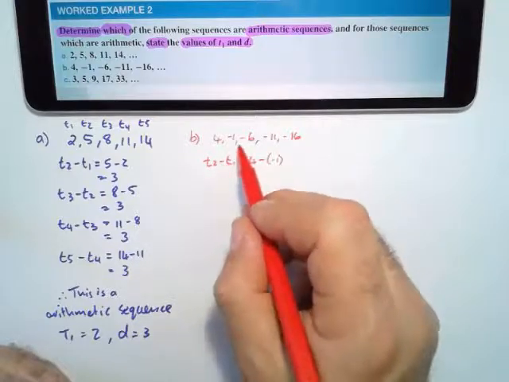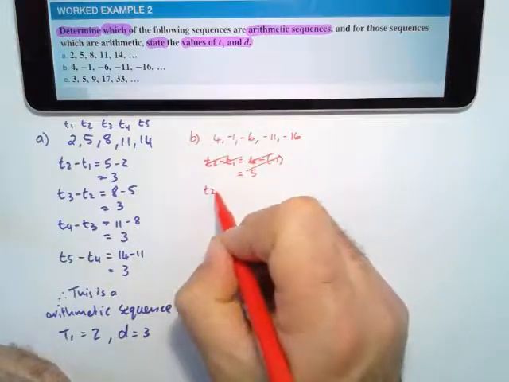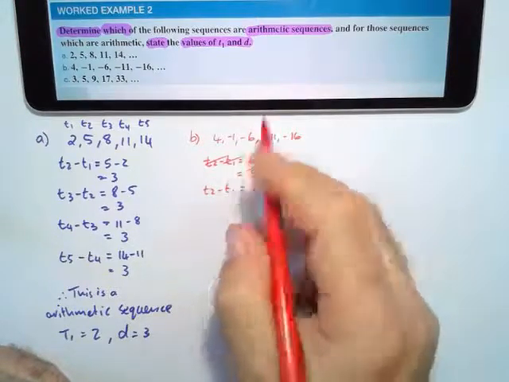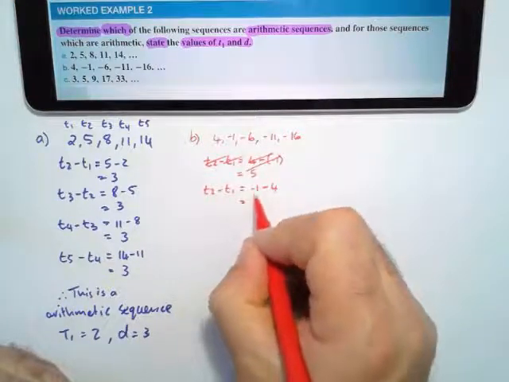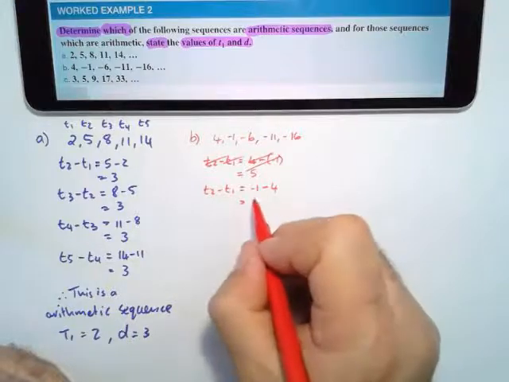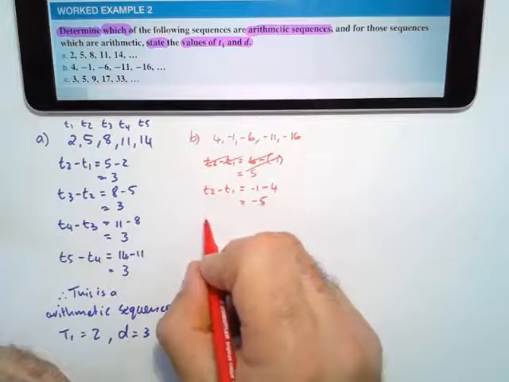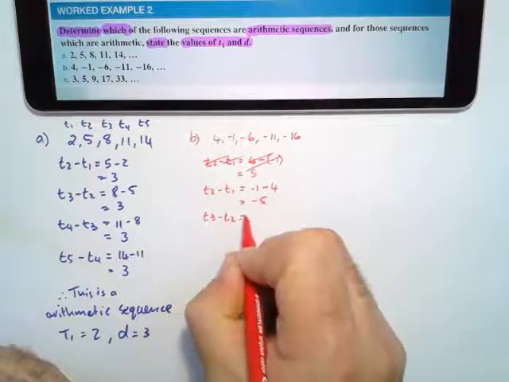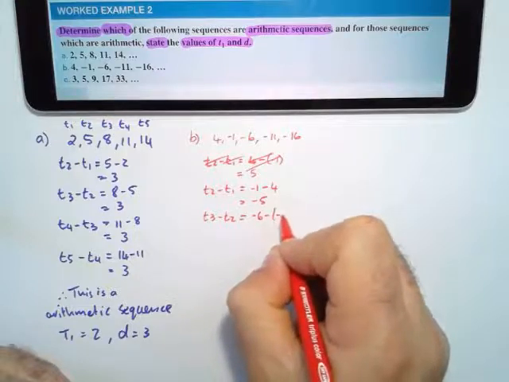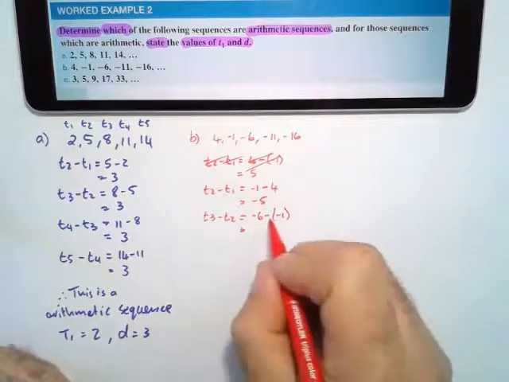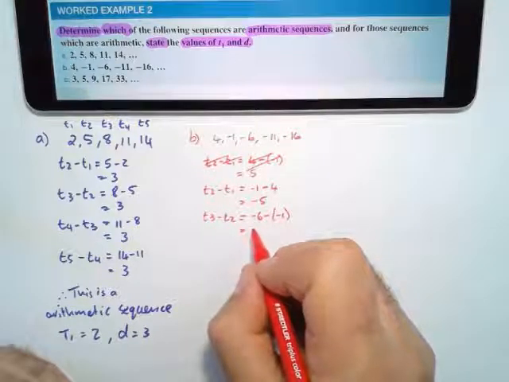This is wrong, of course, because this is not T1. So I'm going to start that one over. I'm going to say T2 minus T1 equals negative 1 take away 4, which equals negative 5. The next is the difference between T3 and T2, which equals negative 6 take away, and now I'm going to use a bracket, negative 1. And negative times negative is positive. Negative 6 plus 1 is negative 5.